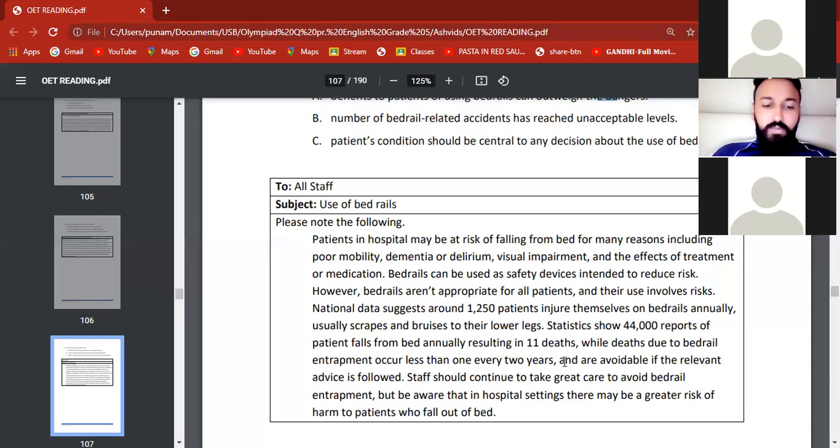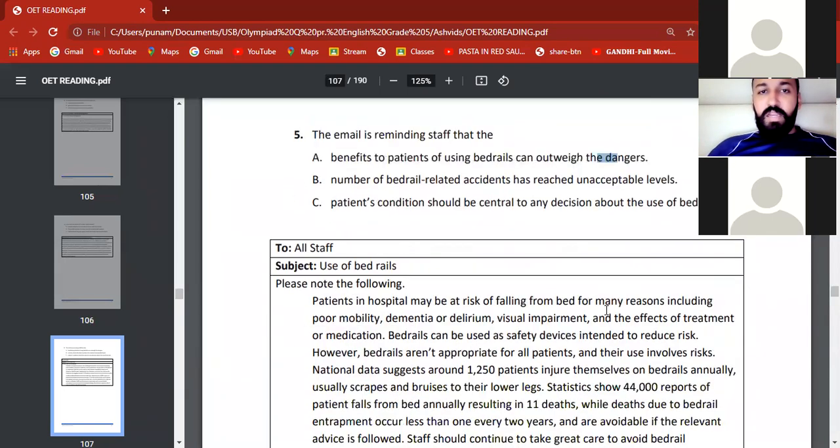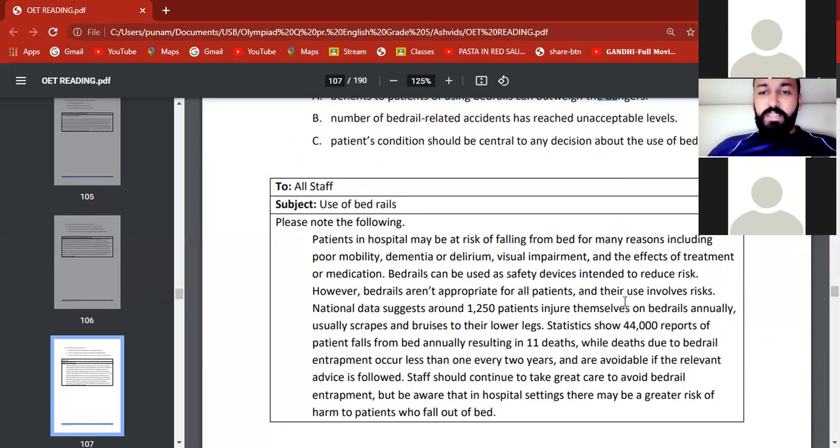You have to understand there are two things. One is a person unfortunately falls from the bed. Another one is related to the bed rail. That's the difference. And the question is about the bed rail here, right? It's all talking about bed rail.